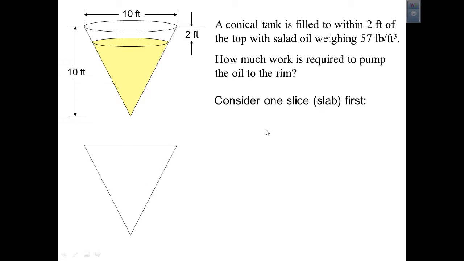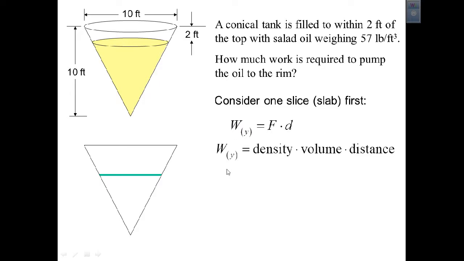All right, so once again, consider one slice or slab. So the work in the y direction would be force times distance. The density times the volume of the slab times the distance would be the work involved. So we know that the density is 57 pounds per cubic foot. The volume here is going to be, since it's a very, very thin slice, we can think of it as a cylinder.